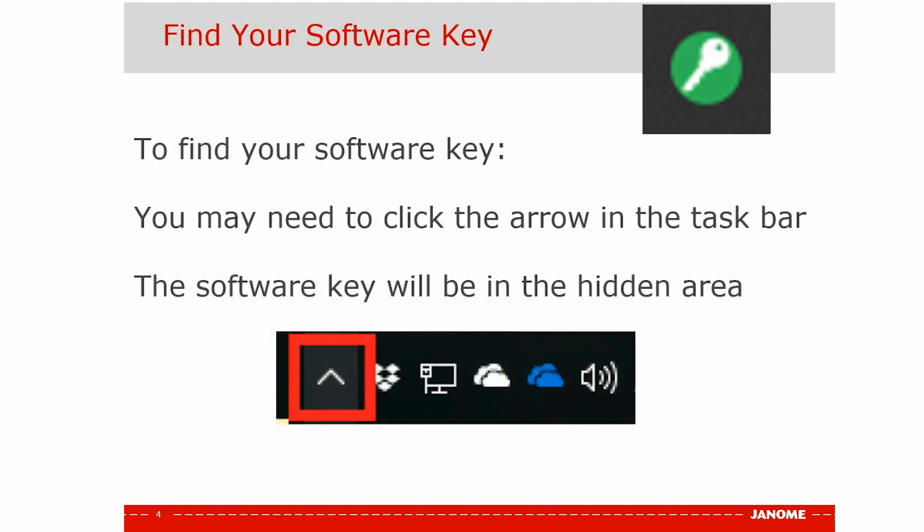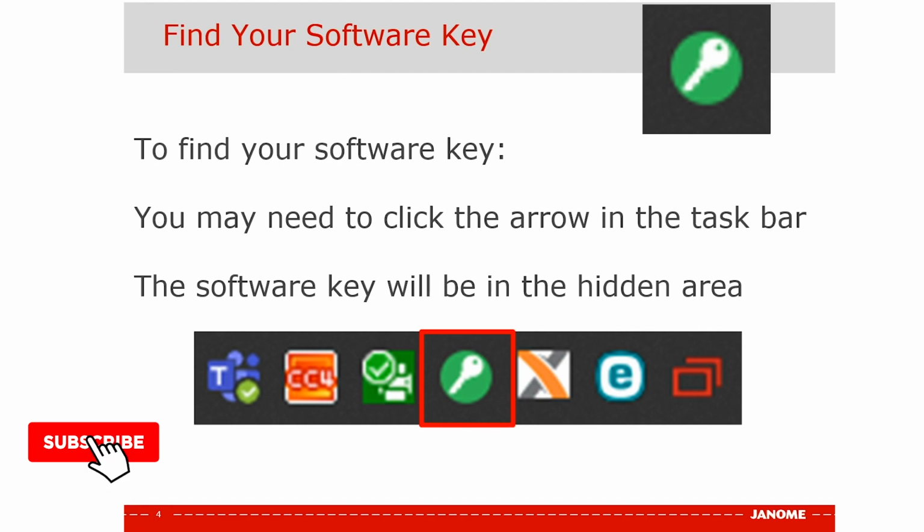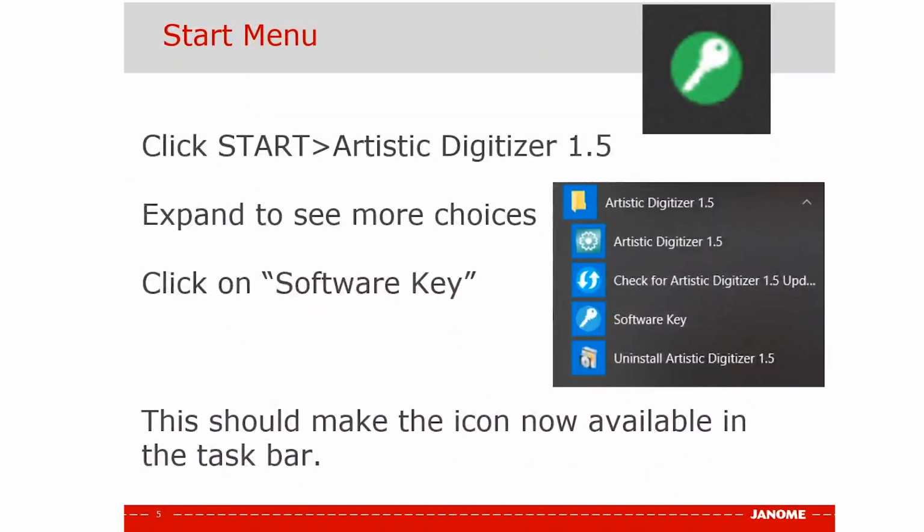To find your software key, you may need to click on the arrow in the taskbar. The software key will be in the hidden area. Or you may need to click the Start menu, Artistic Digitizer 1.5, expand to see more choices, click on Software Key. This should make the icon now available in the taskbar.